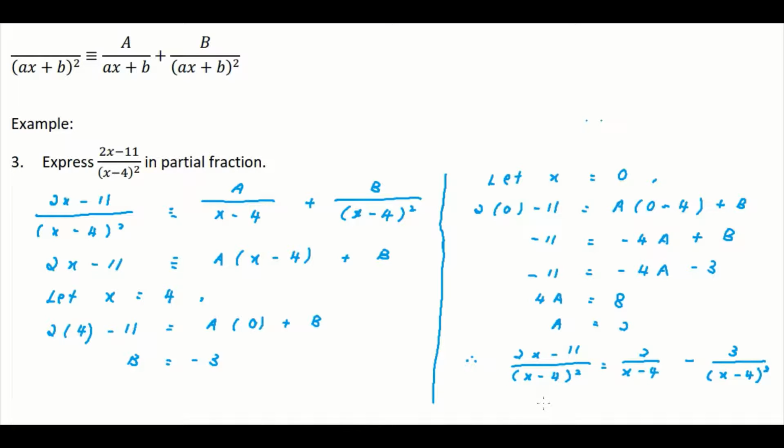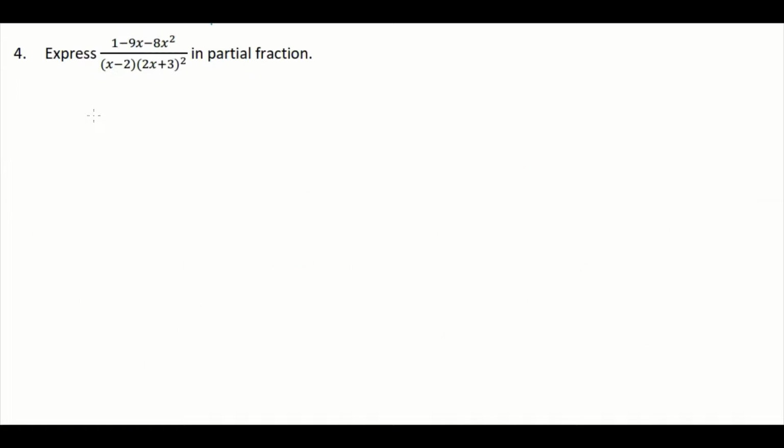Okay, so let's see example 4. For number 4, this is a question with a combination of type 1 and type 2, where you can see that there is a distinct linear factor and there is a repeated linear factor as well.